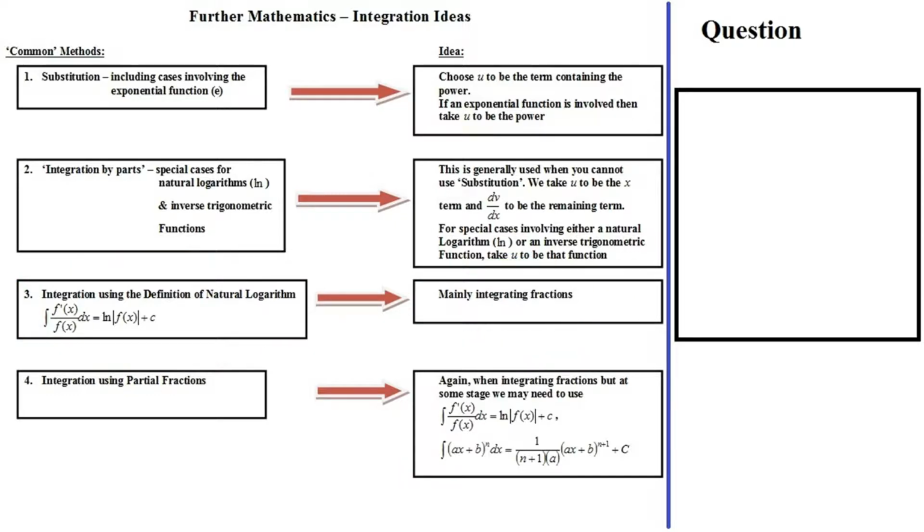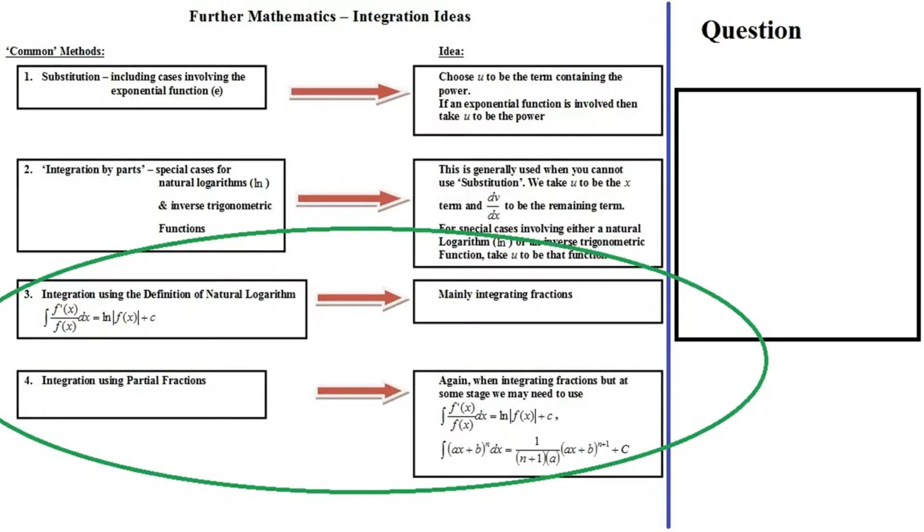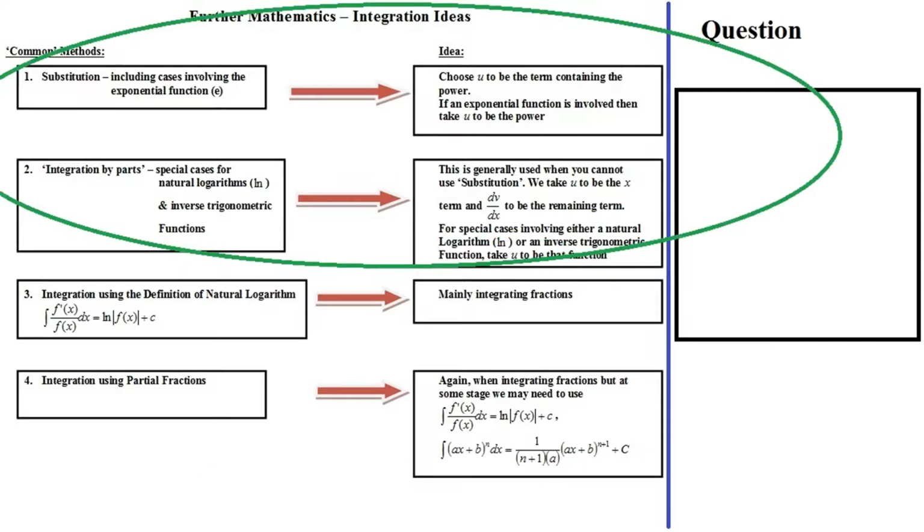Another result used to integrate fractions is method 4, so bottom left hand side, partial fractions. Okay, so again, when integrating fractions, at some stage when using partial fractions, when using that approach, you may need to use the integration of f primed over f of x, or you may need to use the integration of ax plus b to the power of n when applying the partial fractions approach. Okay, so methods 3 and 4 we use when integrating fractions. Methods 1 and 2 we use when integrating non-fractions generally.